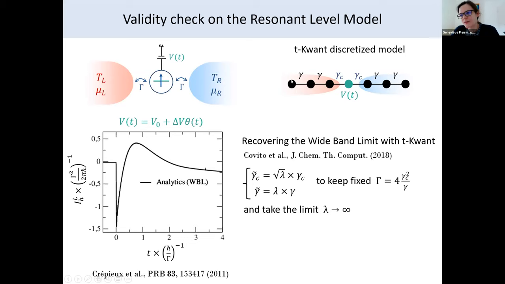We can calculate the self-energy of the 1D lead, so there is a mathematical formula for that. Now if we take this limit, we can show that the real part of the self-energy tends to zero, while the imaginary part, which is proportional to gamma, becomes energy independent. So that's why, in the end, if we take large lambda, it means if we take large hopping terms, the real part of the self-energy is zero, while gamma becomes energy independent, and this is exactly the wideband limit.